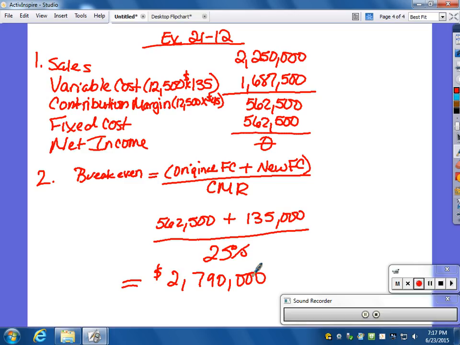You still got three more problems to go through. My goodness. All right. Exercise 21-13. You know what? You don't even need to do that one. That's kind of like the same one. 14, which is basically another statement like I did up here.